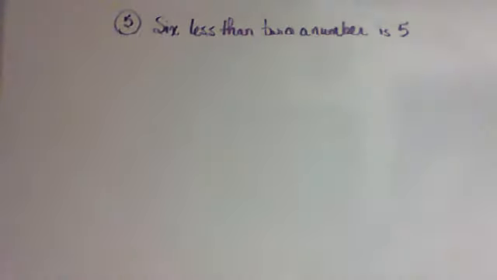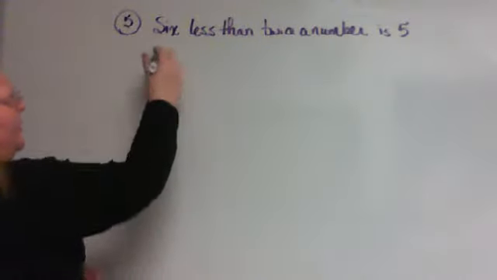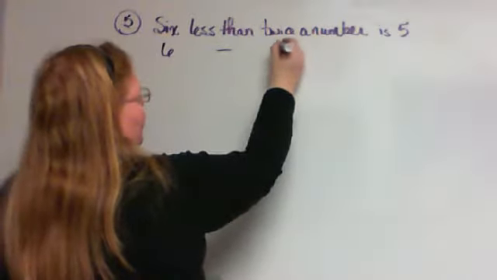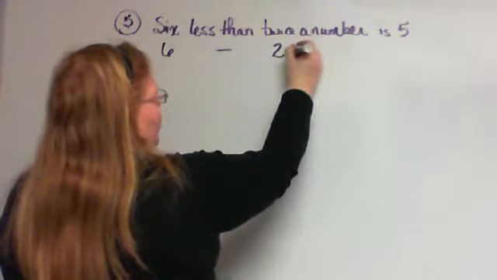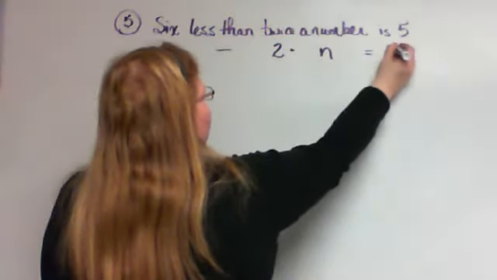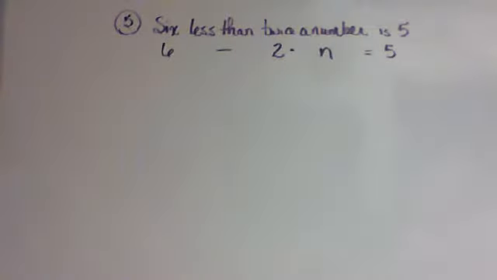6 less than twice a number is 5. We know that 6 is a 6, less than is minus, twice a number is 2, times, and then our number is n, equals 5. So we squish, right? No, we don't squish. We don't squish yet.